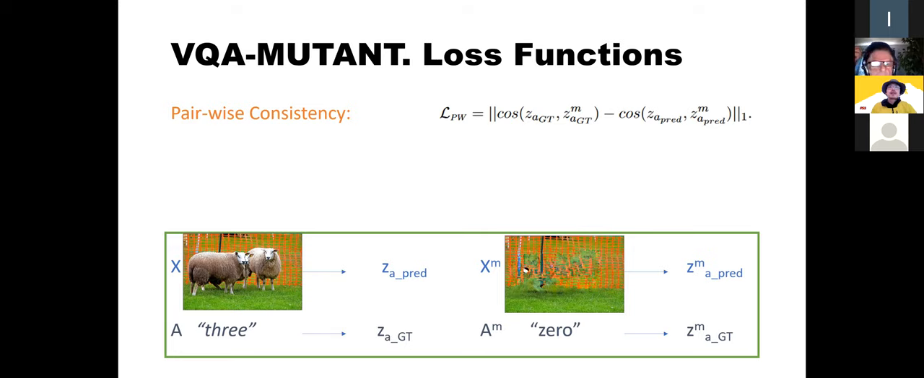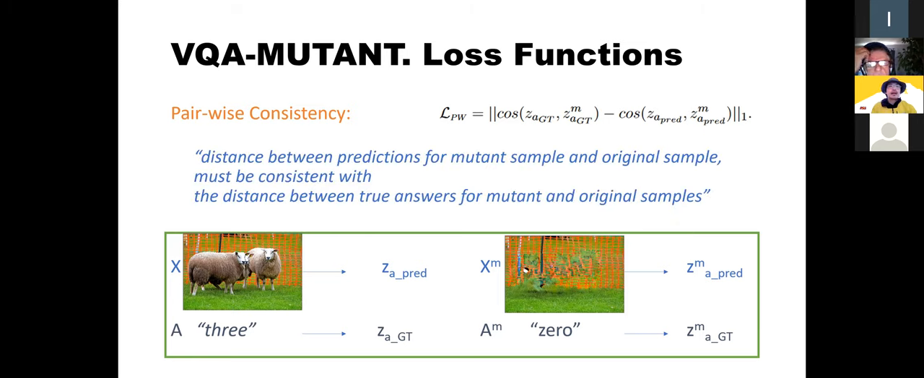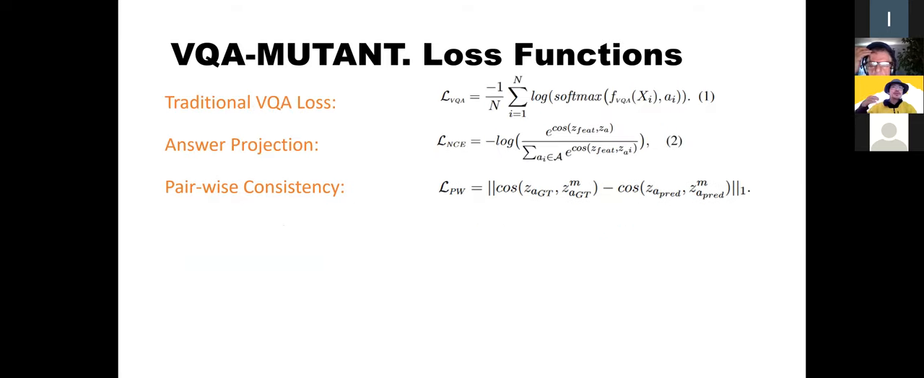What does it mean? Let's say the ground truth answer for the original annotation to 'how many sheep are there?' is one. And after mutation, the answer to 'how many sheep are there?' is zero. Then the distance between the ground truth annotations should be bounded with the distance of the predicted answers in the joint projection space. And this is the pairwise consistency loss that we put in to guide the training. So putting them together, we have the traditional VQA loss, answer projection loss, and pairwise consistency loss.